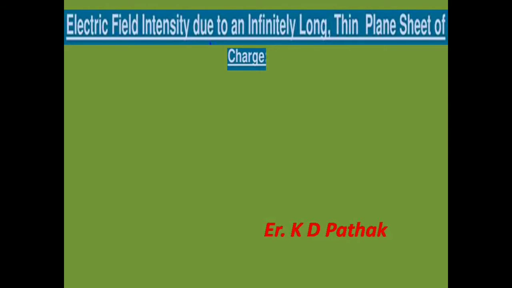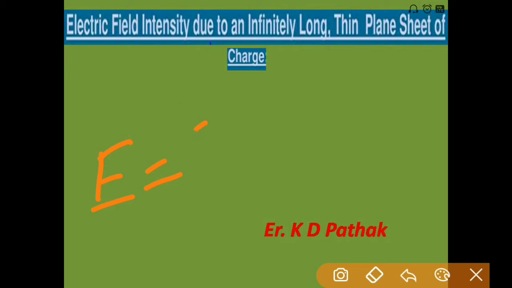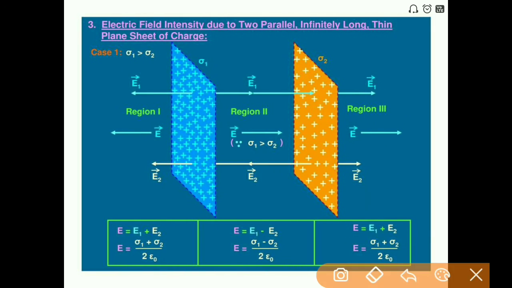Welcome back, class. In the previous video we discussed the electric field intensity due to an infinitely long thin plane sheet of charge, where we derived the expression E is equal to sigma upon 2 epsilon naught, where sigma is the surface charge density and epsilon naught is the permittivity of free space. Today we are going to discuss a case where two thin sheets are there.